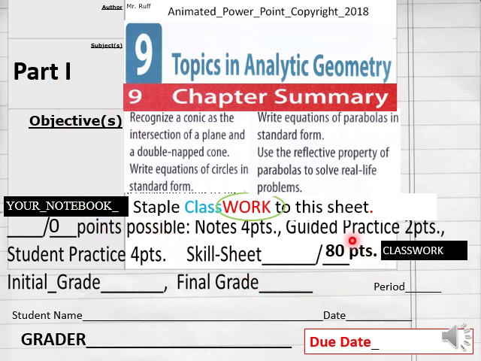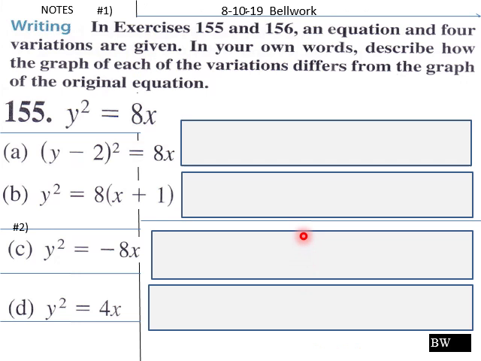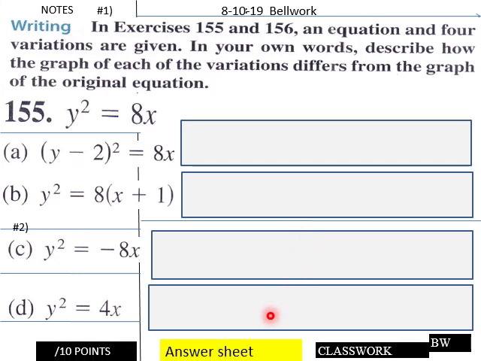You have 80 points for your classwork sheet, which you should have in front of you now, students. Put your name, date, period, and if you're an onliner or homeschooler, put your due date here. Chapter 9 Summary: recognize a conic, intersection of a plane and a double-napped cone, write equations of circles, write equations of parabolas, reflective property of parabolas, etc. So today's bell work, teachers and students.